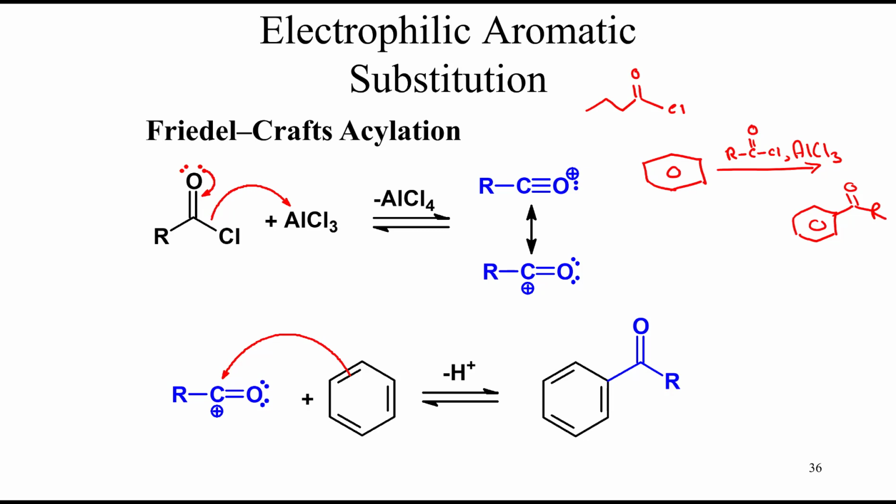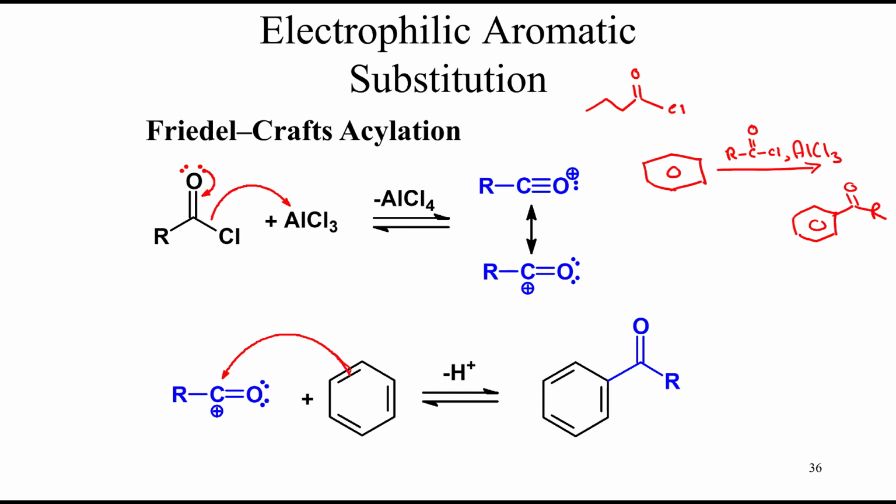And so what it does is it substitutes an acyl group. That's a group with a carbonyl on it, a C double bond O on it, for the hydrogen on the benzene ring. The mechanism is exactly the same.